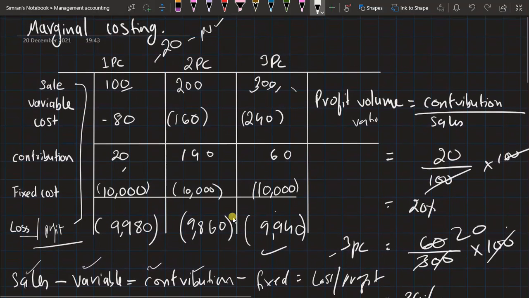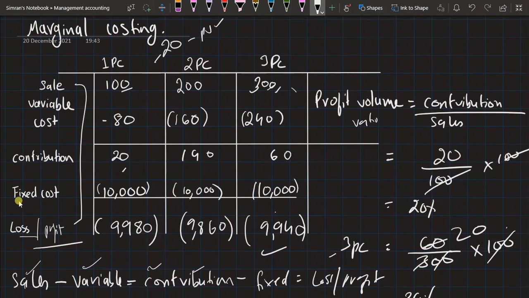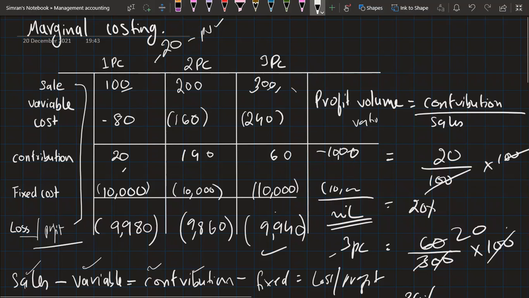So here, if we come up with the chart, our fixed cost is 10,000. So how much contribution do we need in order to completely cover the fixed cost? The exact point is basically 10,000, because if my contribution is 10,000 and the fixed cost is 10,000, I will get nothing, neither profit nor loss. So this is basically the break even point.